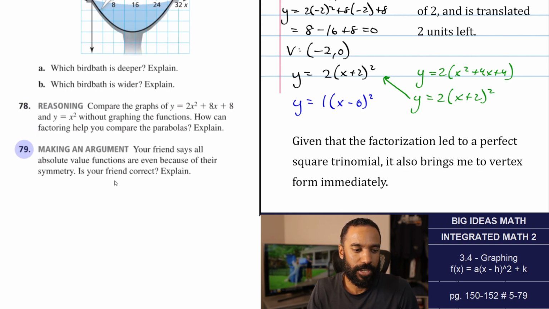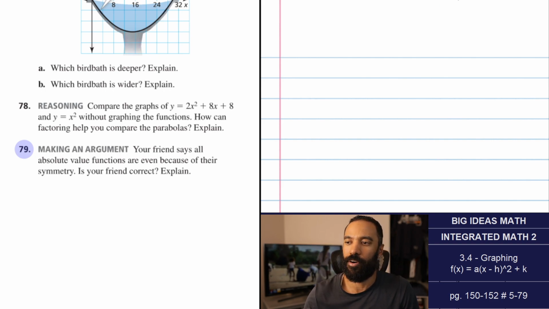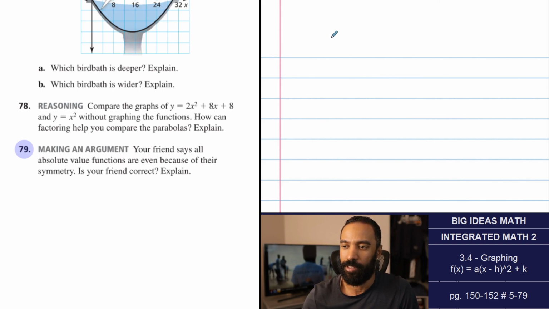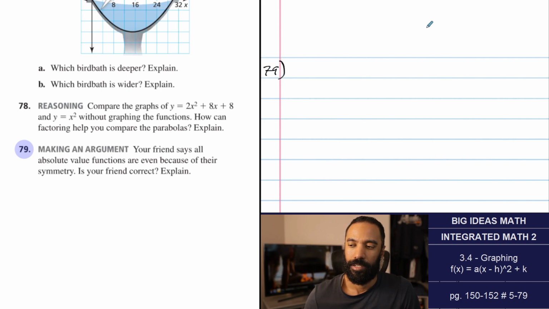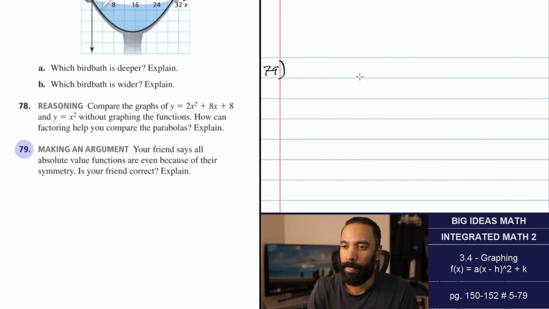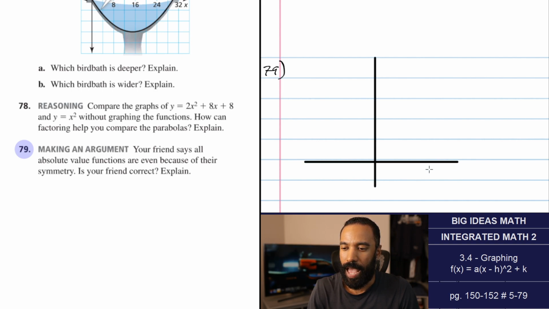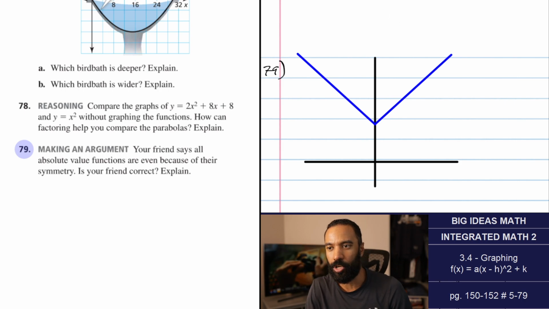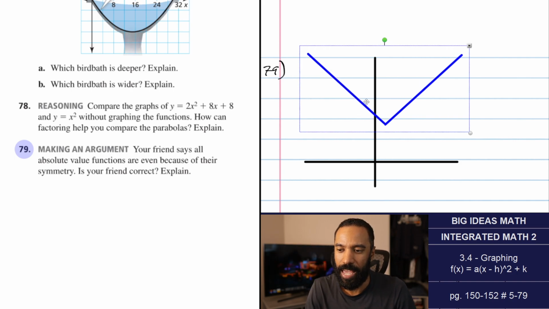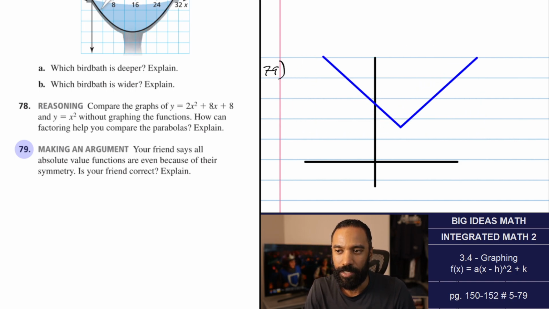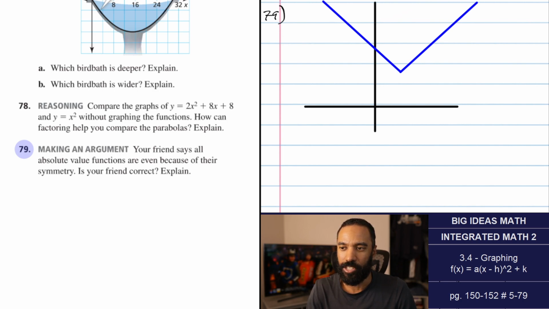Your friend says all absolute value functions are even because there's symmetry. Is your friend correct? Explain. So what your friend is referring to is the concept of even functions to begin with, and absolute value functions kind of having that notion. So an absolute value function can say go here, and boom, it's even because it's symmetric across the y-axis. But I can dispute this to my friend because I can say that, hey, what if it's right there? It's no longer even. Once it's horizontally shifted, it is no longer even.